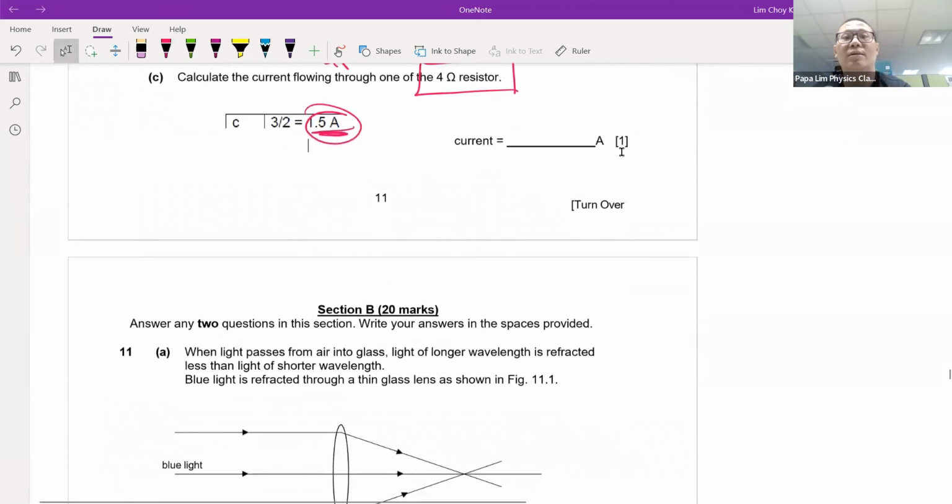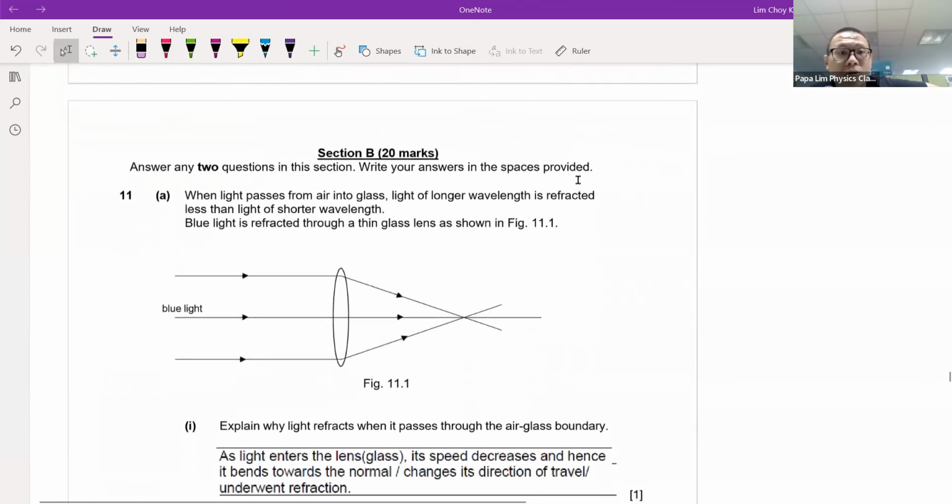Okay, so now this is section A. Now we look at section B. In section B, there are 3 questions. You are required to choose 2 questions. So choose the correct questions first. Remember to read all 3 questions first.